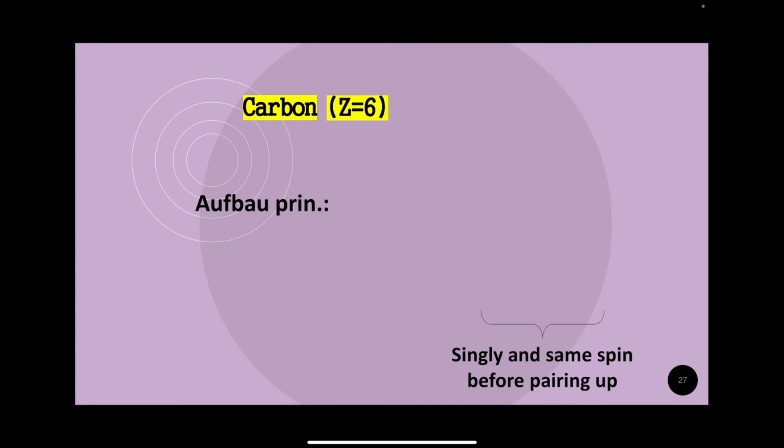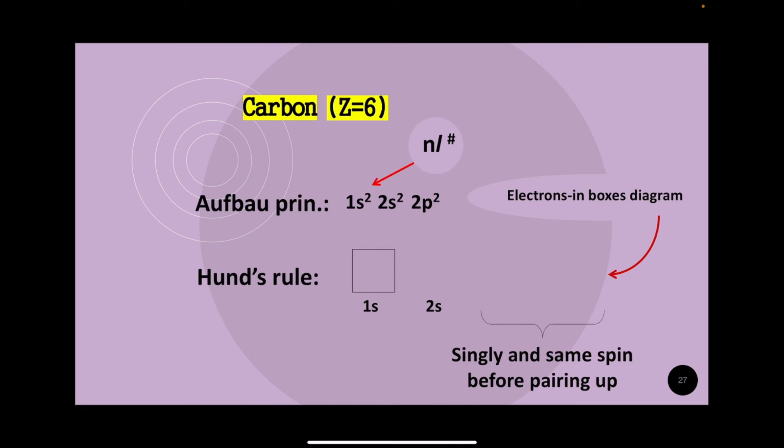You already know how to write down the electron configuration of carbon using the Aufbau principle: 1s2, 2s2 and 2p2. Now, how do we draw the orbital diagram using Hund's rule? First of all, to draw the orbital diagram, you can use a box, a circle or a line. Here I use the box. We build a box for each orbital: 1s with 1 orbital, 2s with 1 orbital, and 2p with 3 orbitals.